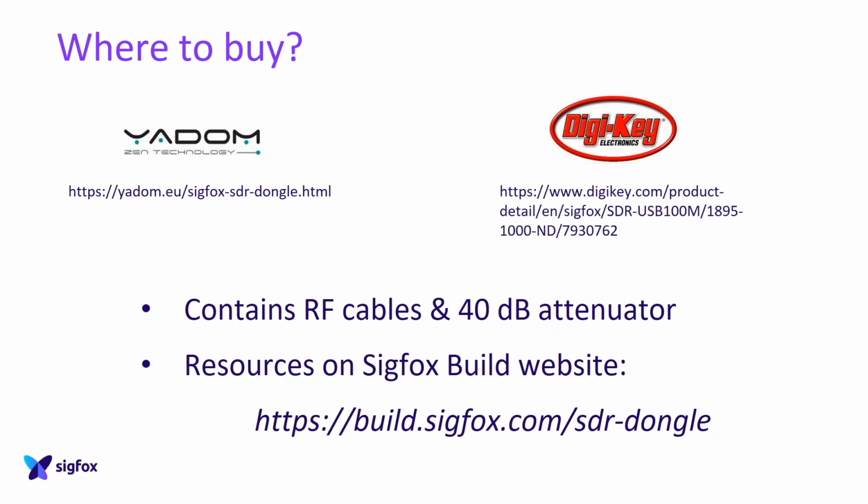Before going to the demonstration, if you are interested in getting the SDR dongle, it's available on two different websites. We've got our partner Yadom, a French company where you can buy the SDR dongle. It's also available on the DGK website. And as we mentioned at the beginning, the SDR dongle also comes with RF cables, with SMA connector and UFL connectors in order to connect to your device, plus a 40 dB attenuator. The 40 dB attenuator is very important because of the sensitivity of the SDR dongle. If you connect your device directly to the SDR dongle, you may get some failures. So it's really important to use it.